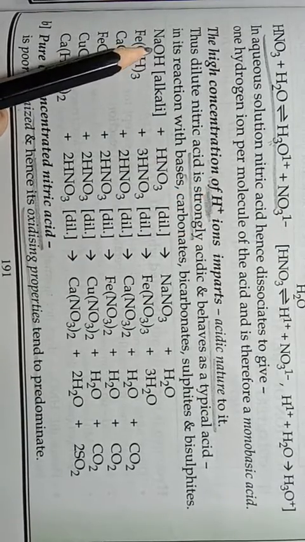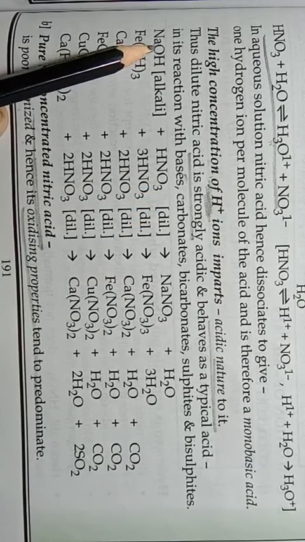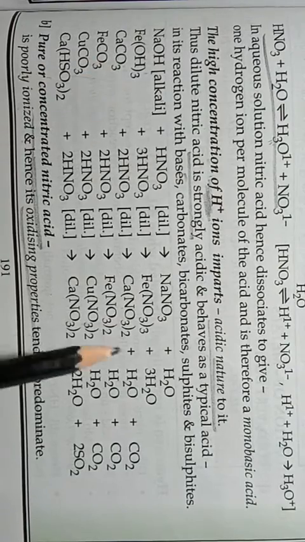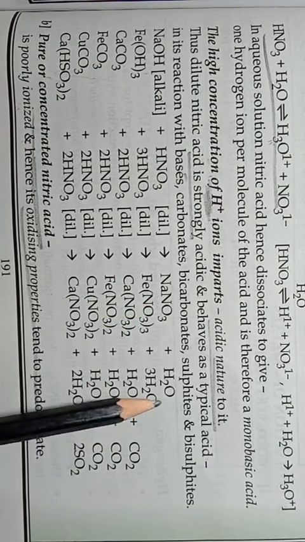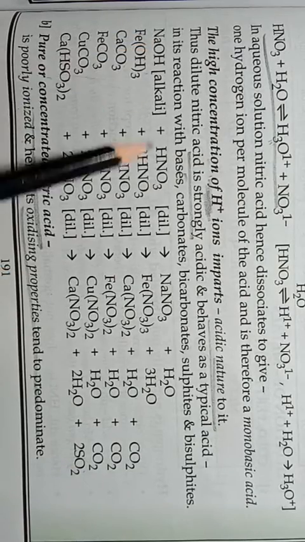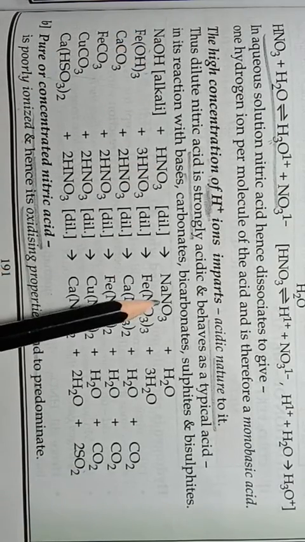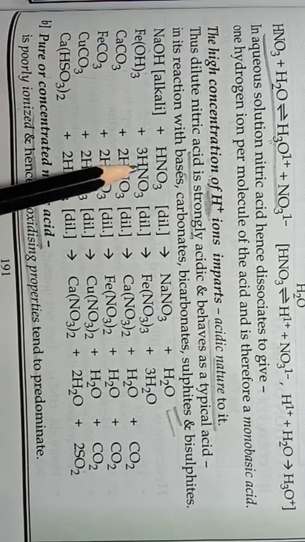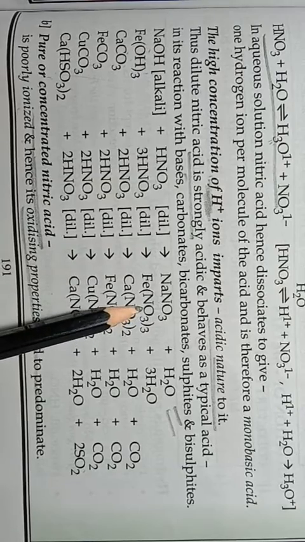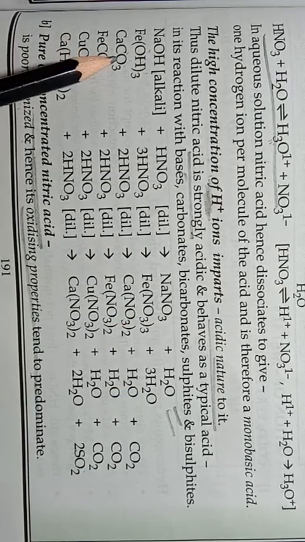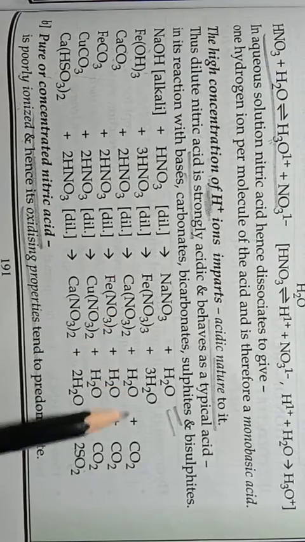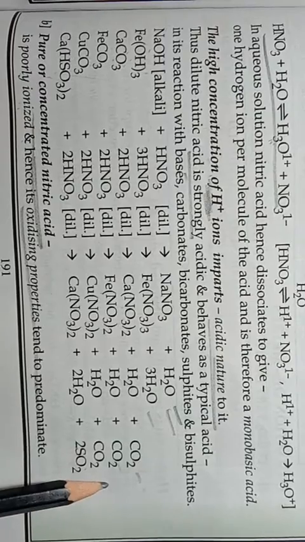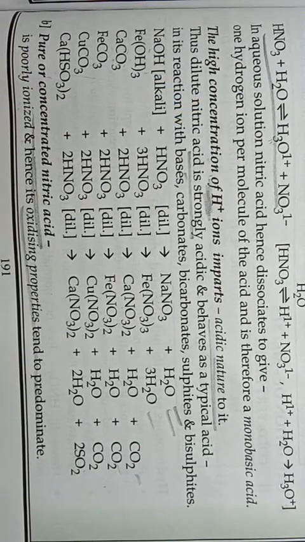Okay students, so that is why dilute acid reacts with bases and salts in this way, forming the related compound with water and CO2. So with alkali it forms salt plus water, a neutralization reaction. With ferric hydroxide, ferric nitrate plus water. With calcium carbonate, it forms calcium nitrate, water and CO2. So these are all the typical acidic properties shown by dilute nitric acid.